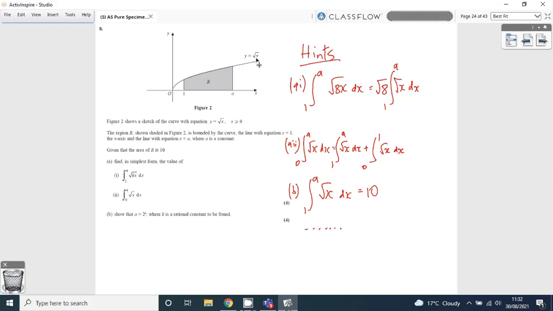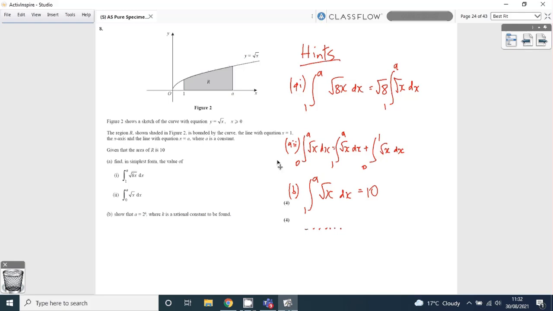Now remember, root x is x to the power of a half. So to integrate that, add 1 to the power and divide by the new power, and then your boundaries are going to be between 0 and 1. And then, once you've got that area under the graph, add it on to your 10, to get your total area under the graph.